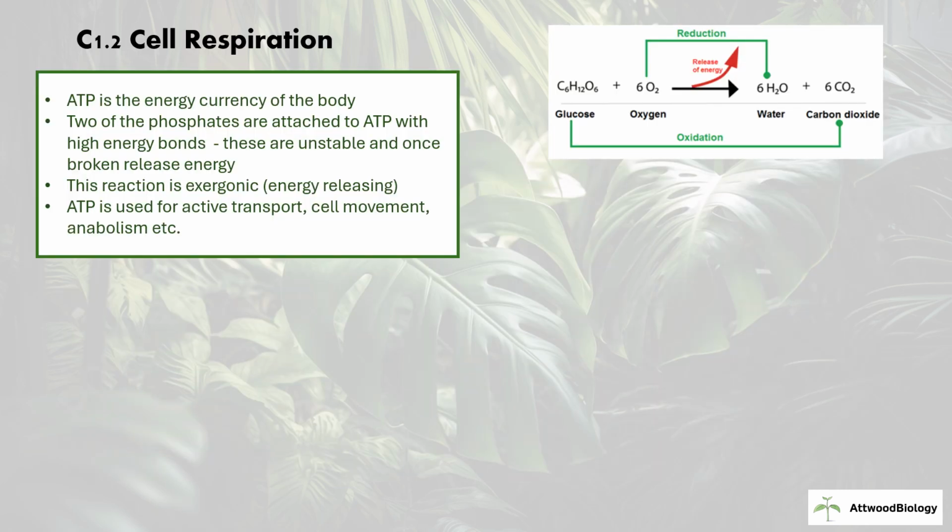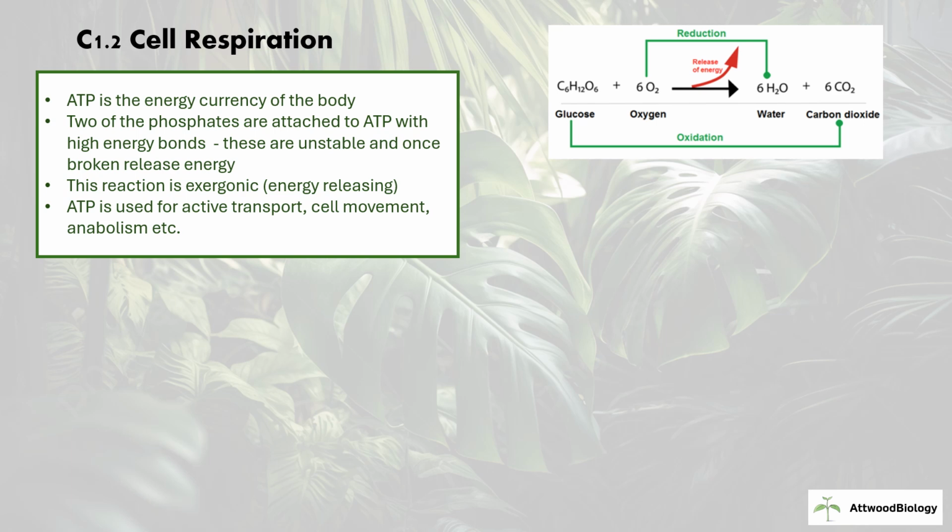Okay, so we should already know that ATP is the energy currency of the body. We've come across that many times in the specification. And we know that two of the phosphates that are attached to ATP with high energy bonds, they're unstable, and once you break those bonds, the energy is released. So high energy bonds, break them, energy released, this is how we get our energy.